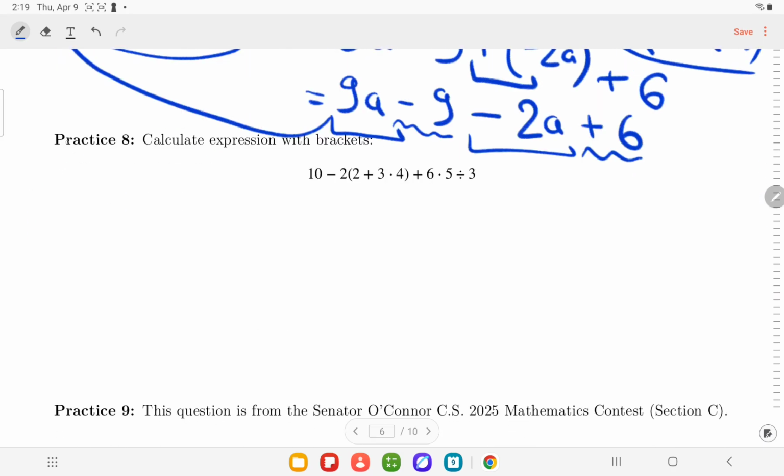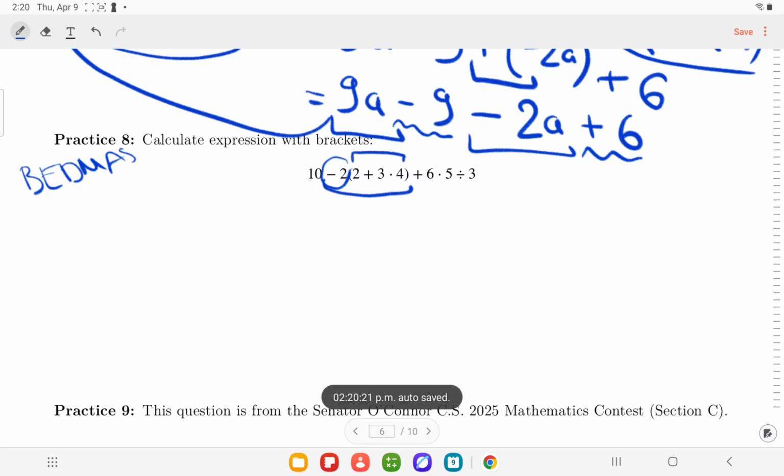So for practice 8, I suggest you try to work through this one on your own first, and then pause the video, and once you finish, replay it, and we'll go over it together. So we're going to make sure we follow BEDMAS. First, we're going to look at the bracket here. We have to distribute this, but first, if we look inside the bracket, we can see that all of those numbers are like terms, and so we can combine them.